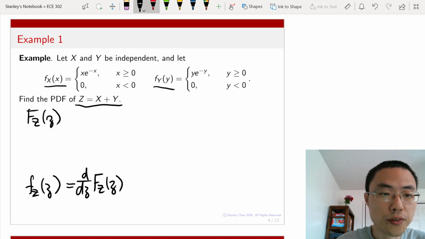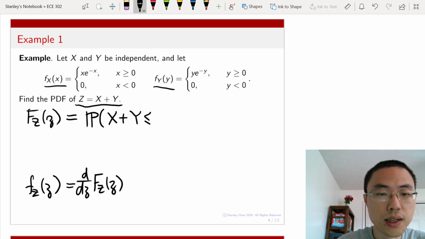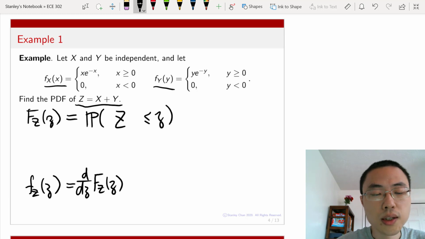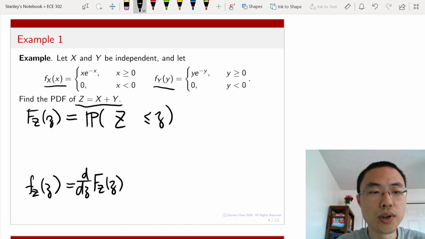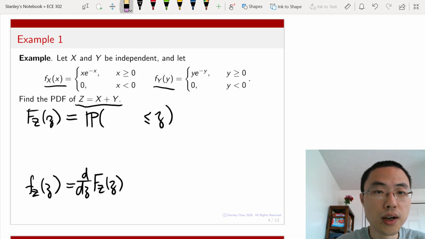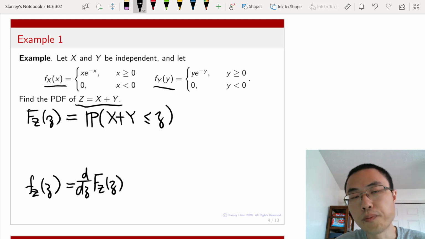Okay, so let's start with the CDF. The CDF is the probability that you have X plus Y less than or equal to z. What is this X plus Y? If you are wondering, this is just the definition of the CDF. You have a random variable Z, and you calculate the probability that Z is less than this small z. Then you have the CDF. And now I can replace it by X plus Y, because this is how Z is defined.